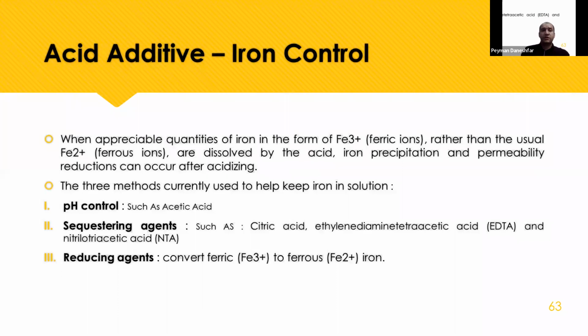Iron control: when an appreciable quantity of iron in the form of ferric ions, rather than the usual ferrous ions, is dissolved by the acid, iron precipitation and permeability reduction can occur after acidizing. How can we control it? With pH control. Somebody asked me, when we use organic acid, yes, acetic acid. You can see that for pH control, there are sequestering agents such as EDTA or NTA or citric acid, and another one is the reducing agent. It means converting ferric to ferrous ion.